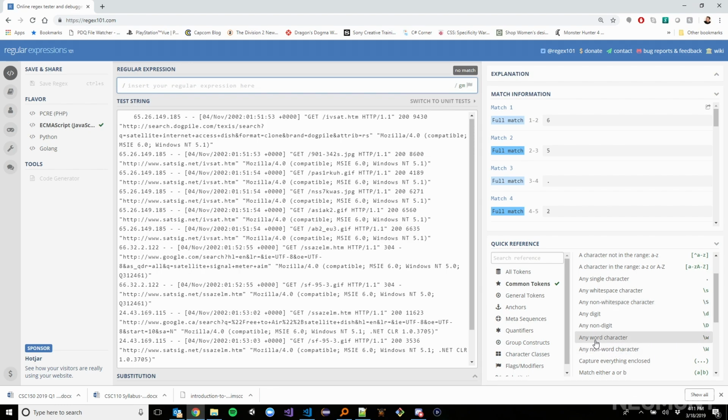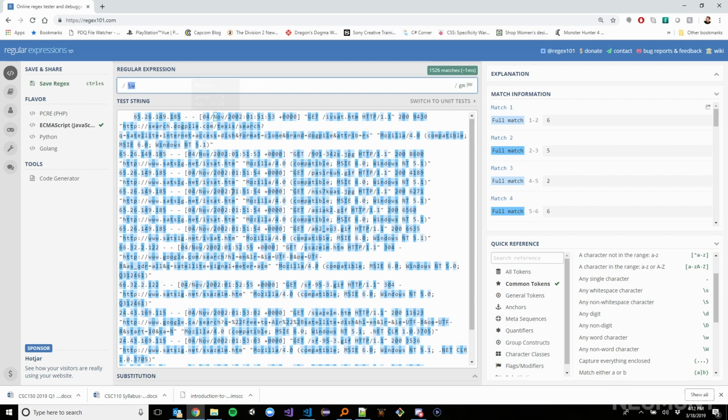But wait, Professor Krebs, what the heck is a word character or a word char? Well, let's play with it. Let's experiment. Go ahead, put it in. What does it look like? Notice that the digits get captured, but the dots don't. The letters get captured, but the slashes and the colon and the quotes and the tab and the white space and the hyphens, none of them get captured at all.